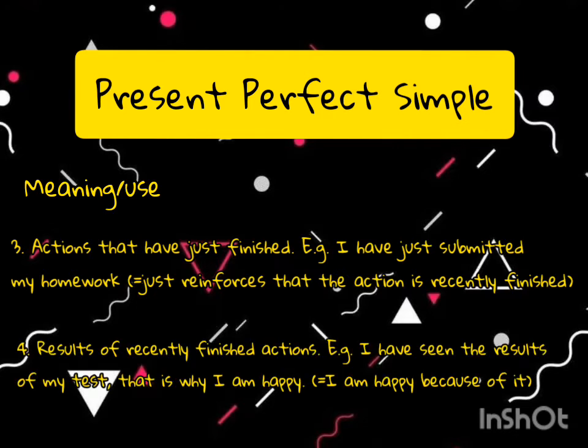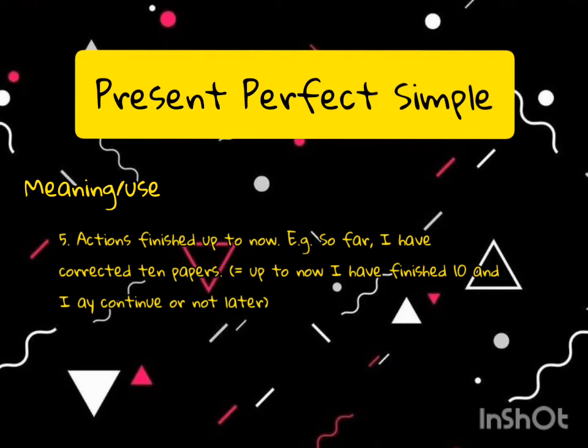Number 4, to speak about results of actions that have just finished. For example, I have seen the results of my test and that is why I am happy. That is to say, I am happy now because I have seen the results. Number 5, to speak about actions that are finished up to now and that may continue or not. For example, so far I have corrected 10 papers. This means that 10 are corrected. There are more papers, but up to now I have finished 10 and I may continue or not.